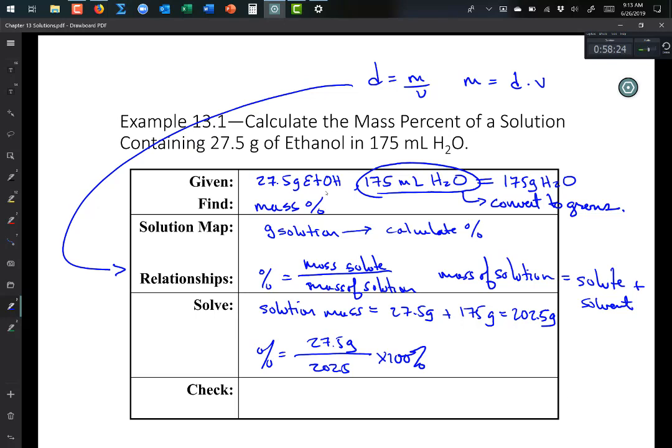So 27 and a half divided by 202.5, times 100, comes out to 13.6%. The check is you just have to look to see whether that looks like the right percentage of the total solution mass. Doing okay there?